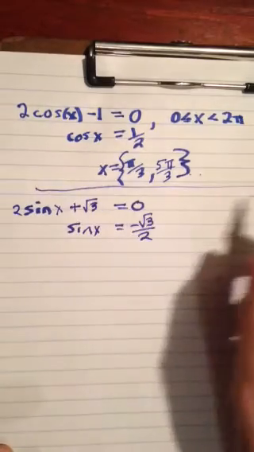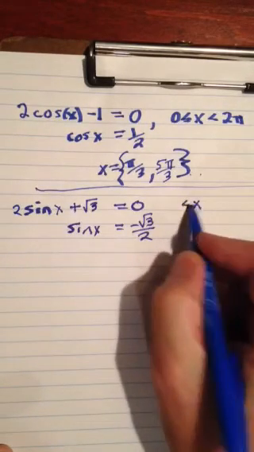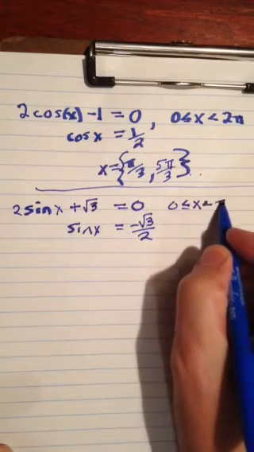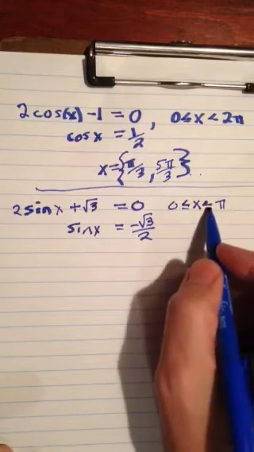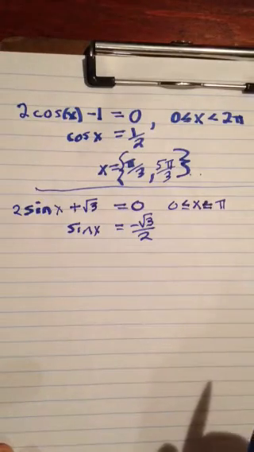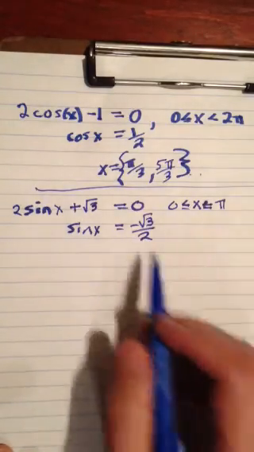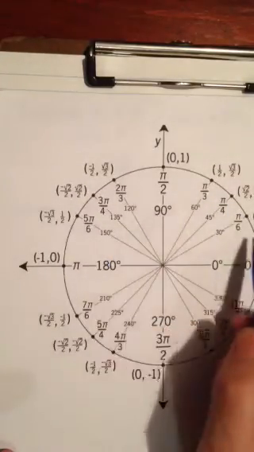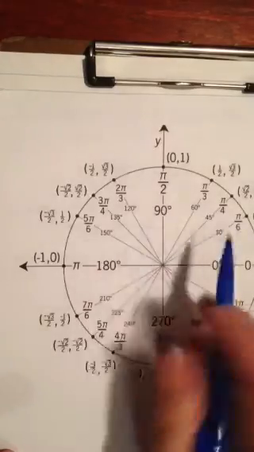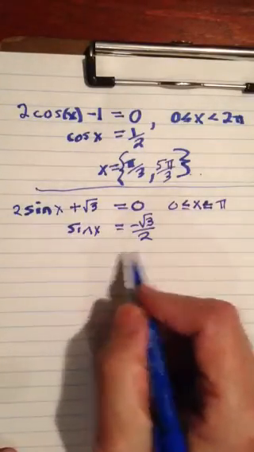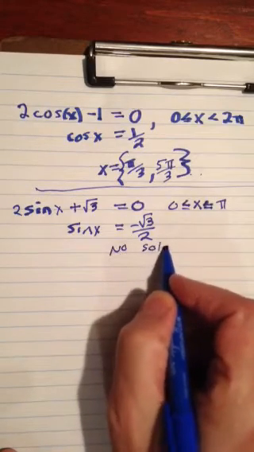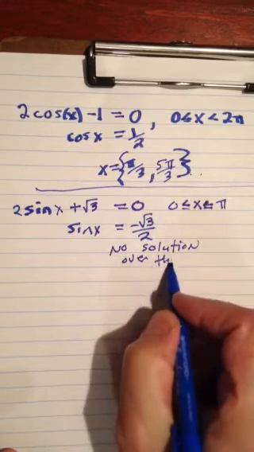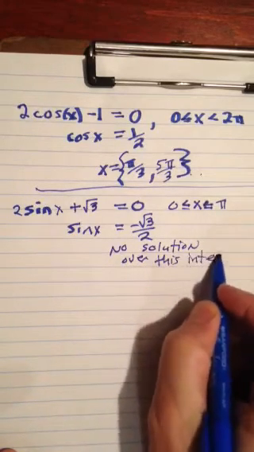Let's say the domain this time is, they only want you to go from 0 to pi. Sometimes they'll include the last number, sometimes they won't. Let's say they include it this time, but not that it's going to make a difference on our answer. All right, so sine x equals this here. So where does sine equal negative square root of 3 over 2? Sine doesn't equal negative square root of 3 over 2 anywhere as we go from 0 to pi, so basically the answer here is no solution over this interval. And that'll happen sometimes.